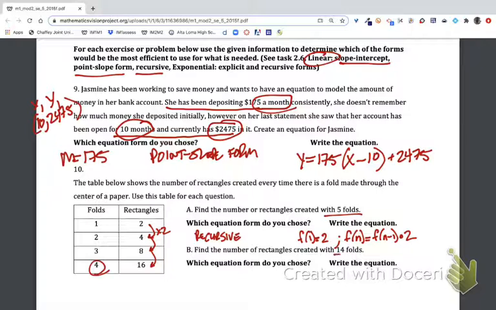To find the number with 14 folds, it's a whole lot more. It's a lot of multiplying by 2. So if that's the case, we're going to talk about the explicit equation. And the explicit equation would be f of n equals my first term, which is 2, times my rate of change, which is 2, raised to the power of n minus 1.